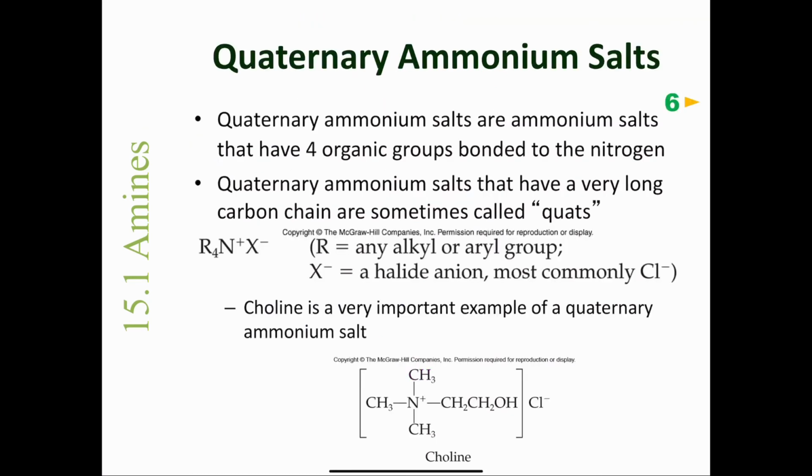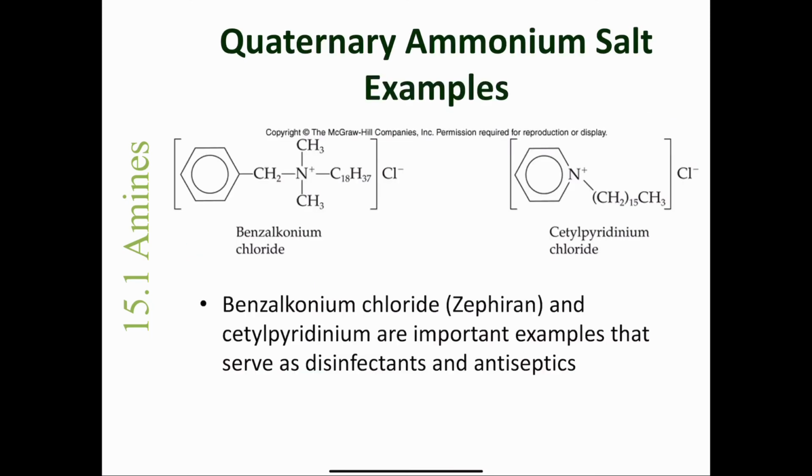Quaternary ammonium salts are ammonium salts that have 4 organic or alkyl groups bonded to the nitrogen, and as a result, do not have an unshared pair of electrons. They have this general structure. Quaternary ammonium salts that have a very long carbon chain, sometimes called quats, are used as disinfectants and antiseptics because they have detergent activity. 2 popular quats are benzalkonium chloride, or Zephyran, and cetylpyridinium chloride, found in the mouthwash Scope.